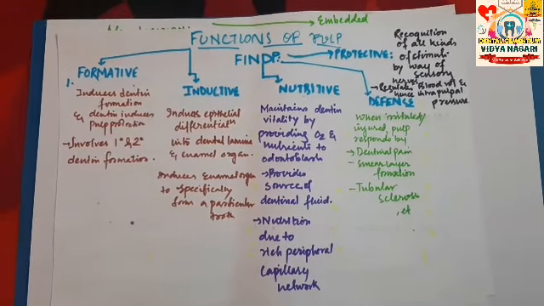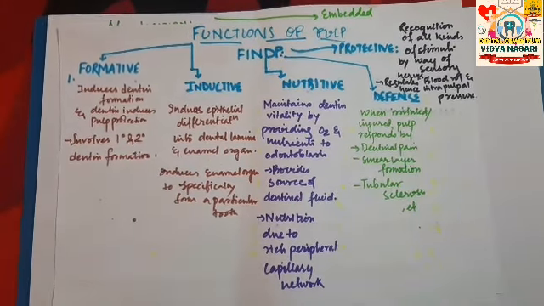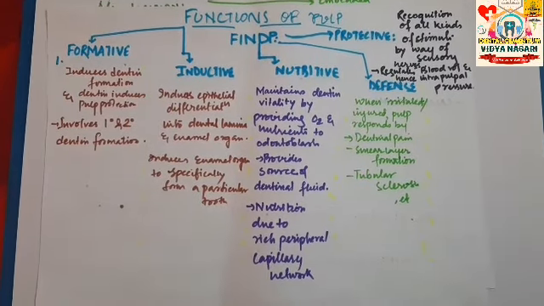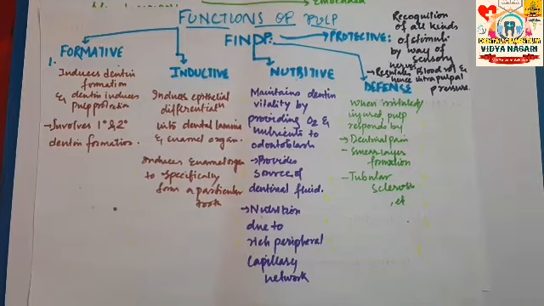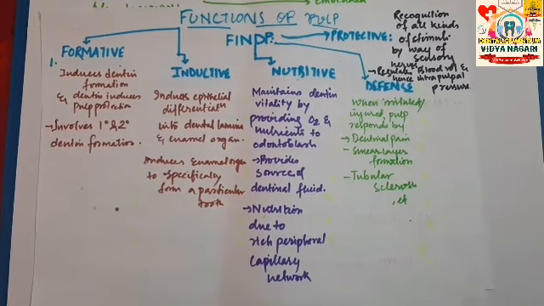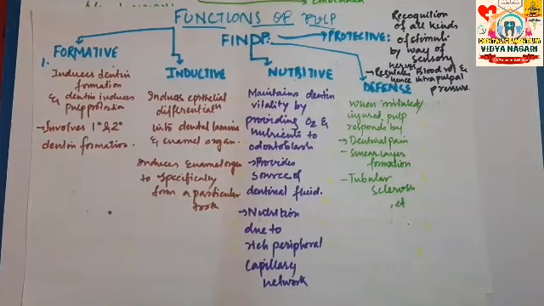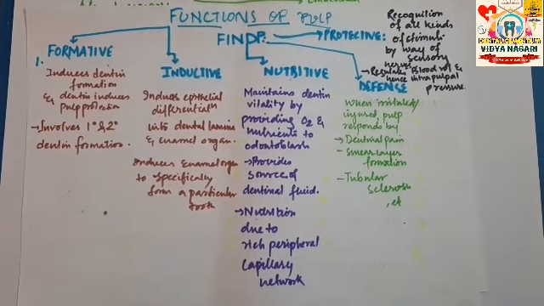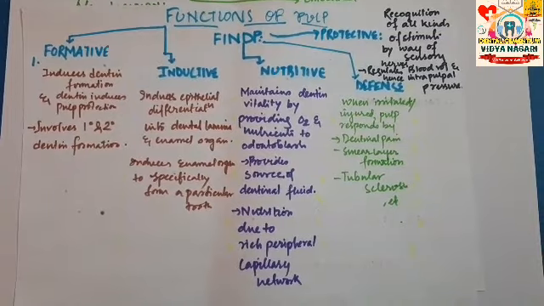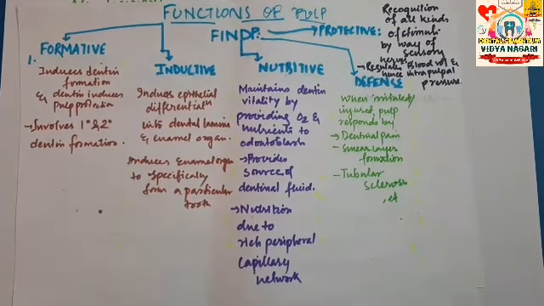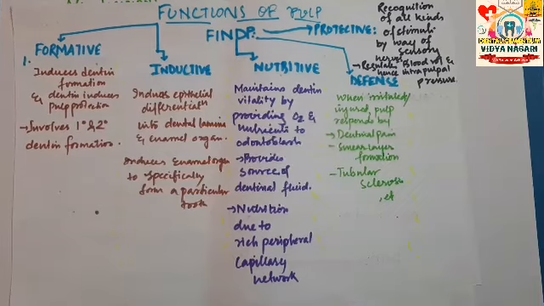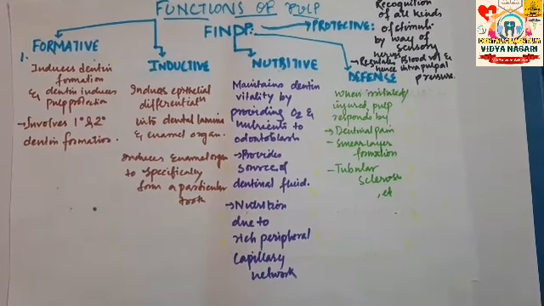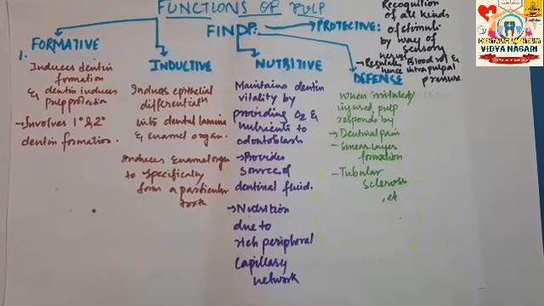If we are learning about the pulp, it is very important to know the functions of pulp. The functions of pulp can be broadly classified into formative, inductive, nutritive, defensive, and protective. The formative function means pulp tissue induces dentin formation and dentin induces pulp protection. This involves the formation of primary and secondary dentin.